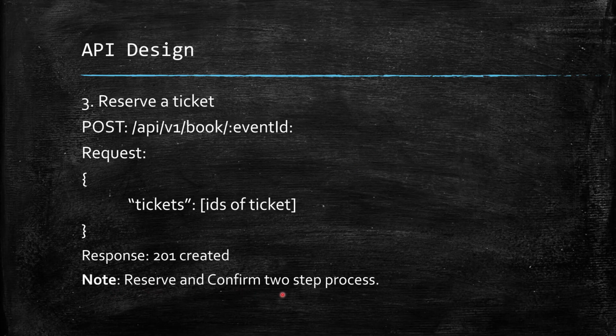Note that reserve and confirm is a two-step process. A user will reserve a seat and then eventually they will go ahead and make the payment for that particular seat, confirming the tickets after making the payment. So it is a two-step process. We only show a single API because maybe the payment process is being handled by a different API, some external API gateway you might be using over here, like Stripe, for example.